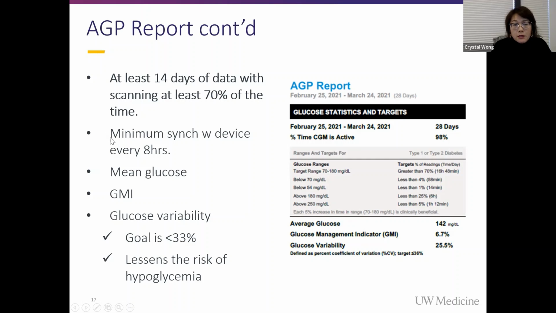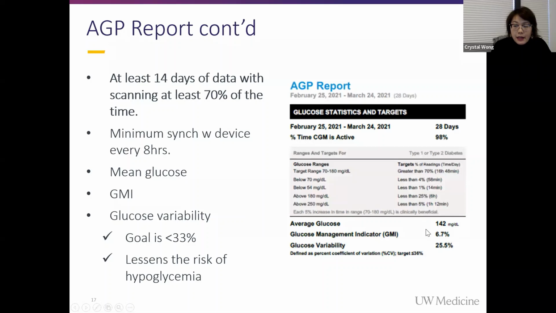As I mentioned, the minimum sync with device is every 8 hours. If you go beyond that, there's just not enough storage and you lose the data. So this is definitely a point that your RD is going to emphasize with the patient when she teaches them how to use them. It also has an average glucose right there, which is what it is, an average glucose. And it's got this GMI right here.